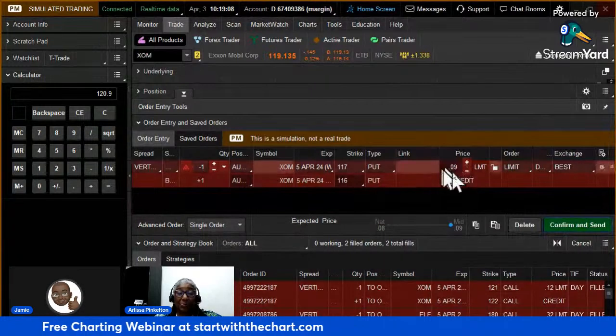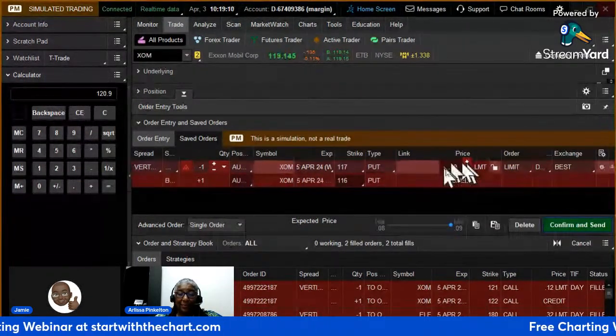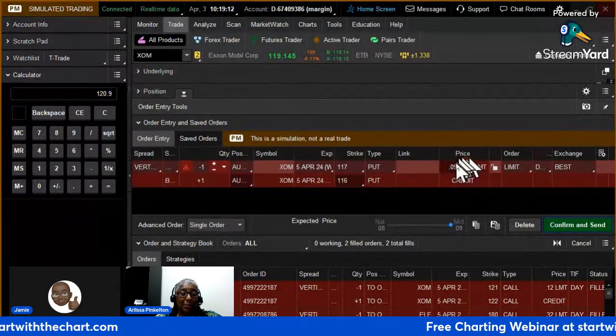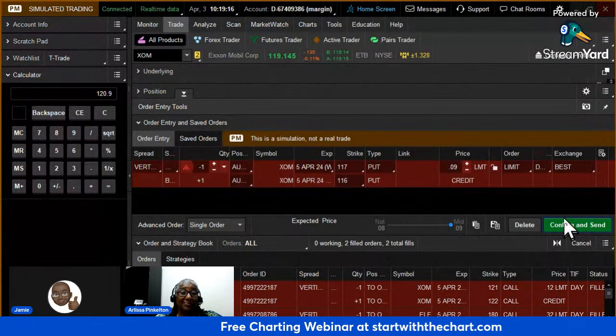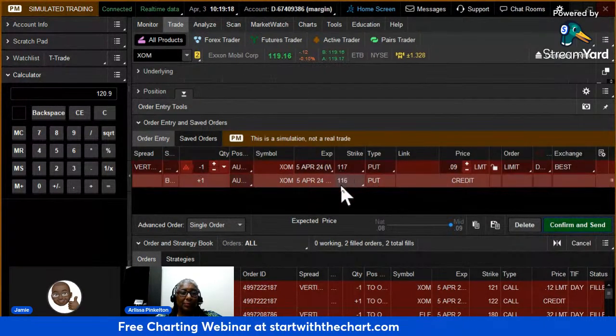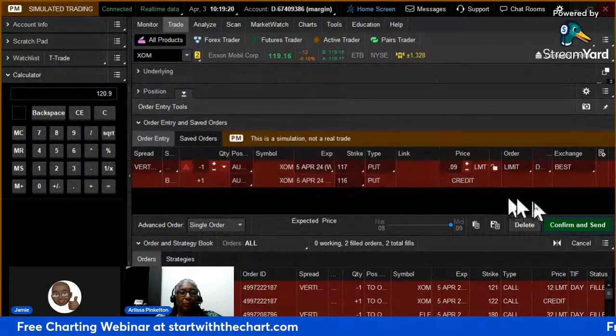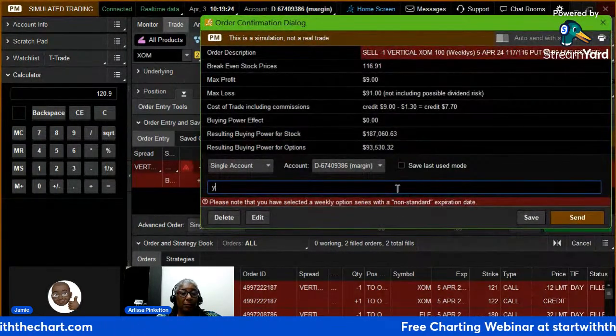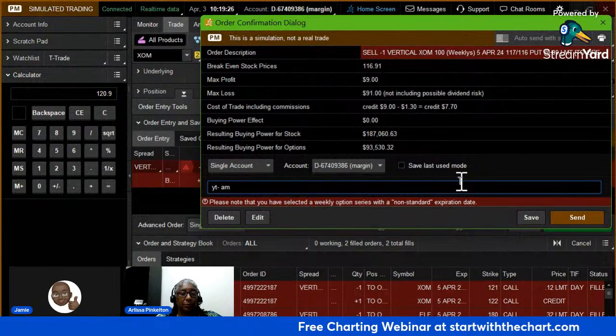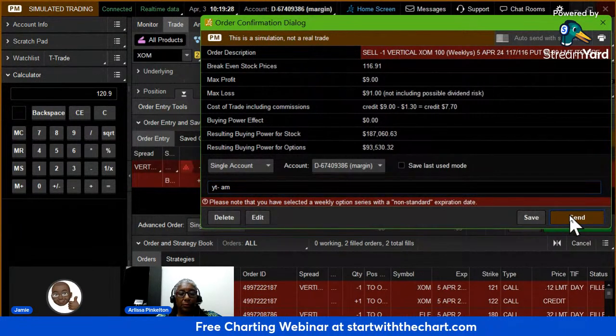It's not gonna be as juicy, but I like safe. So I will be going to 117, 116, 117, and do the same thing. And this would be an iron condor.